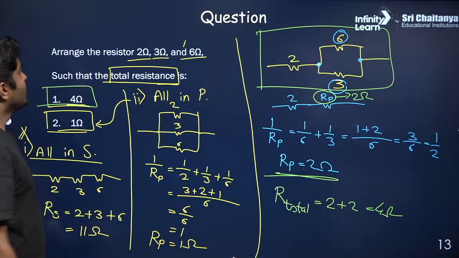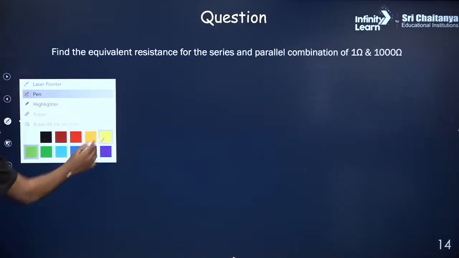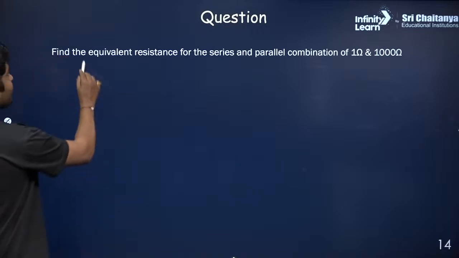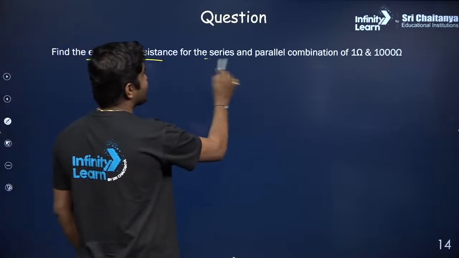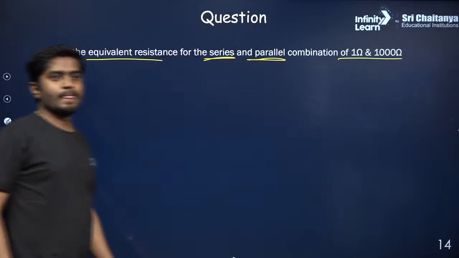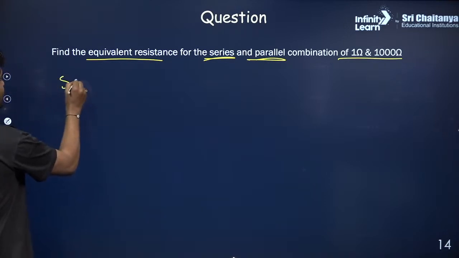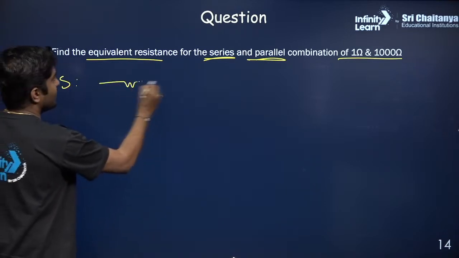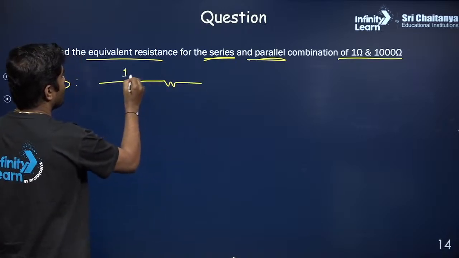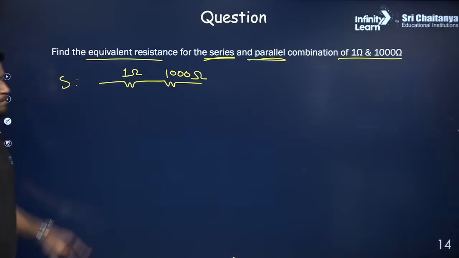Okay, great. So now let's go to the next question. Read this question: find the equivalent resistance for series and parallel combination of 1 and 1000. I'll draw the resistances first in series. This is 1 ohm and 1000 ohm. They are in series. Correct?